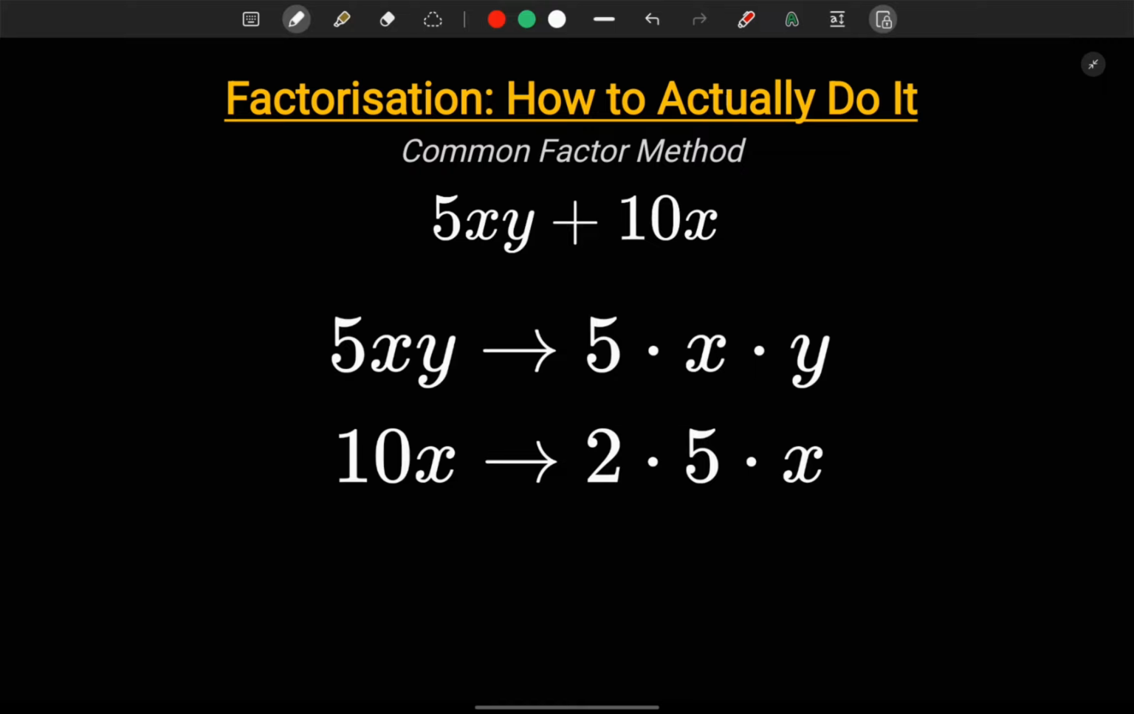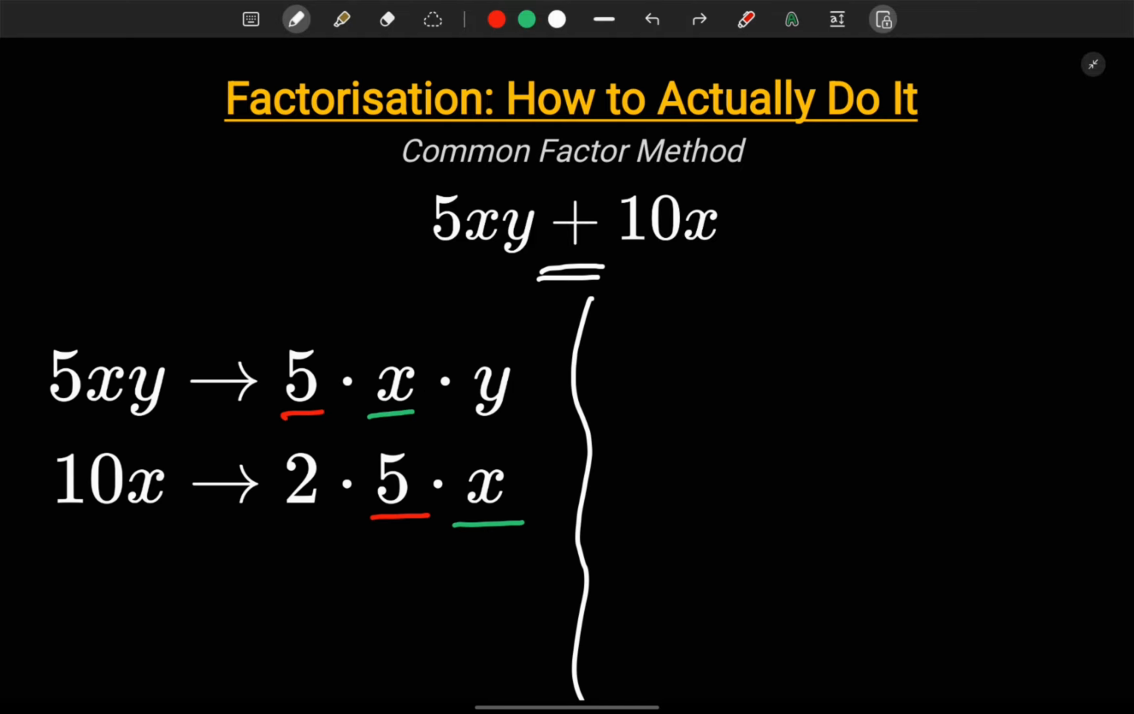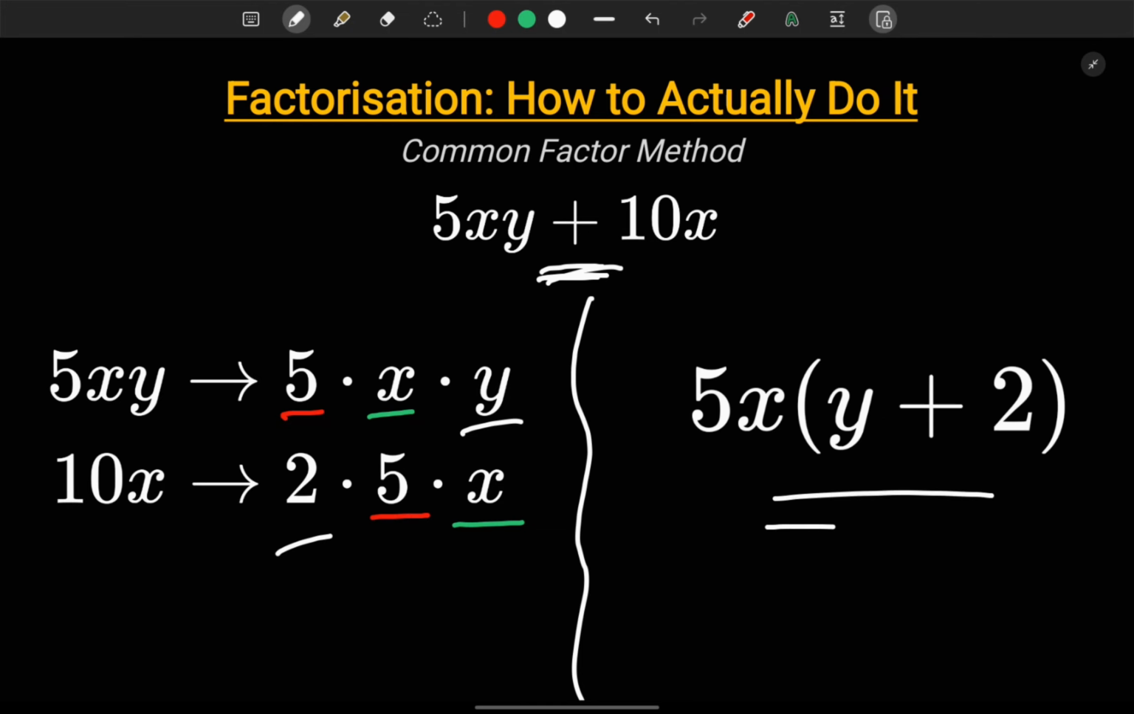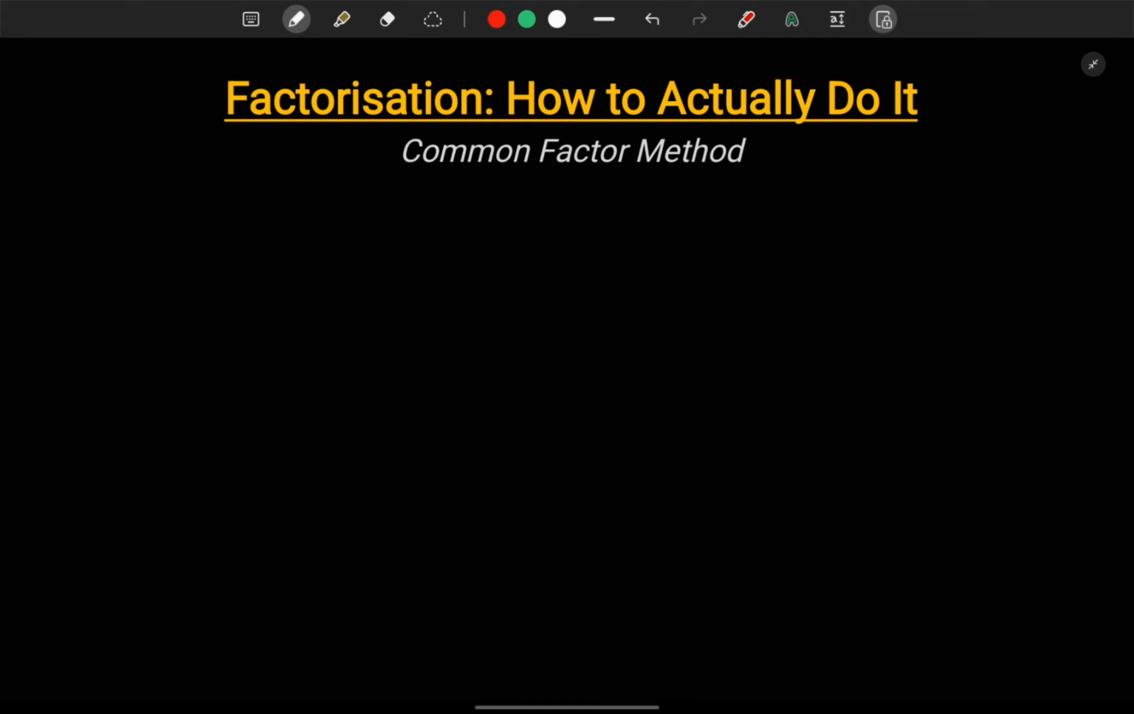Now we find the common factors. Here, the common factors are 5 and x. Now we pull out these common factors as 5x, and whatever's left will be in the bracket, which is y and 2. And since we have a plus in the question, we'll write y plus 2. And there you have it. That's our answer. And we can see that 5x is a factor and y plus 2 is a factor. Let's take a look at another example.